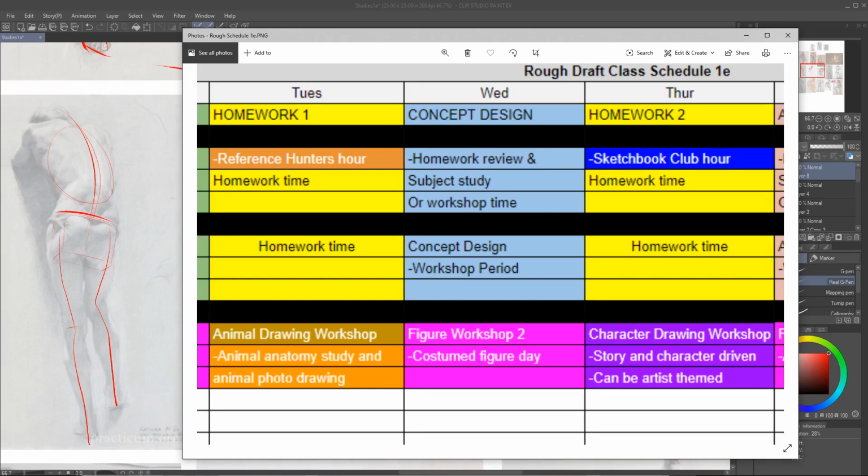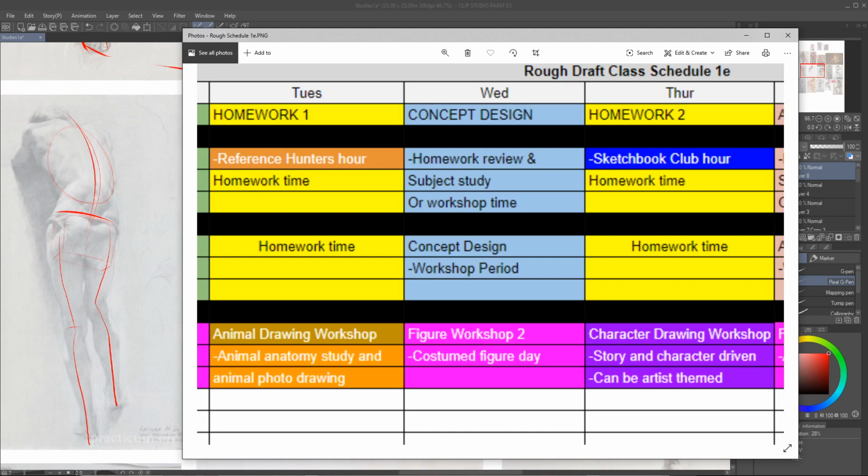Reference Hunters Club is basically a support group for artists who want to get in the better habit of gathering their reference. It is literally just come in and let's talk about gathering reference, talk about strategizing how we're going to gather reference, and go out and gather or make reference.